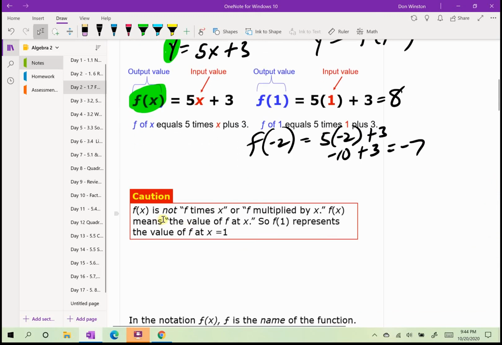Caution: f of x is not f times x or f multiplied by x. F of x means the value of f at x. So f of 1 represents the value of f at x is equal to 1. Crystal clear that f depends on x.